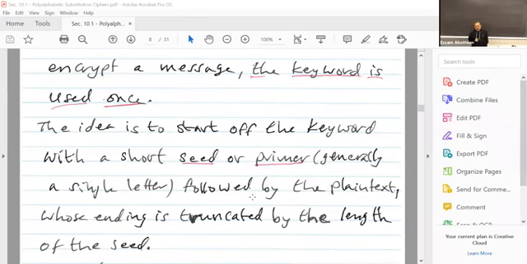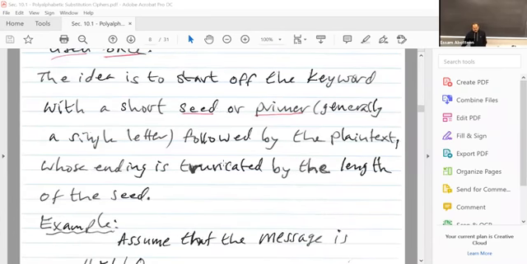So if I put in a seed that has 3 letters, for example, then we truncate it from the end of the plain text 3 letters. All right? But in general, I said we usually use a single letter. So we put a single letter and then we remove a single letter from the end of the plain text. Just remove it. So let's see how this actually does work.